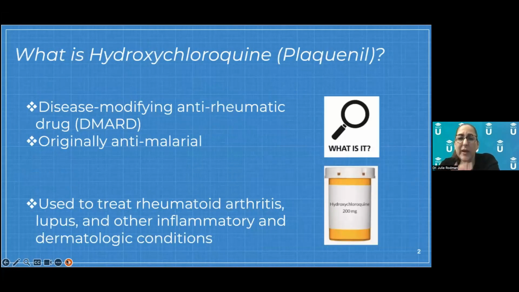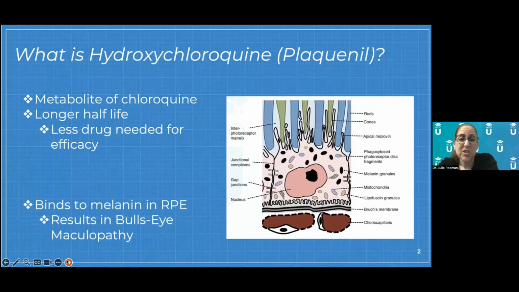So just to quickly review, Plaquenil is in the category of medications called DMARDs, or disease-modifying anti-rheumatic drugs. It was initially formulated as an anti-malarial used to treat all kinds of autoimmune diseases. As we know, it's really a very safe drug and used now quite a bit in RA and a lot of dermatologic conditions.